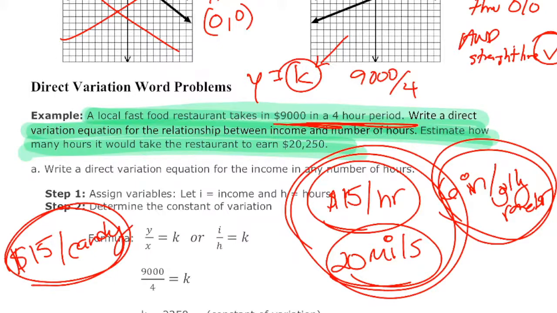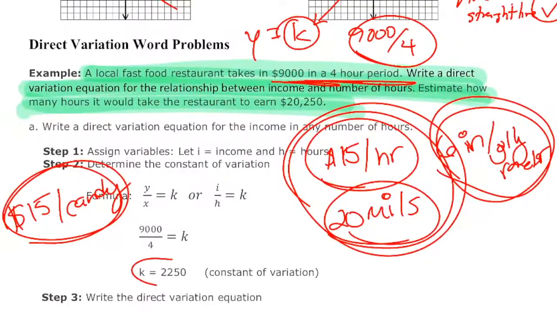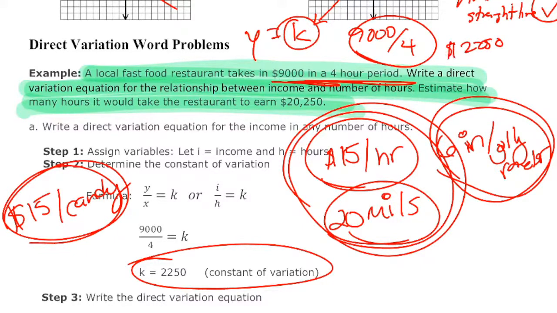So let's do that. Let's take 9,000 and divide it by 4, and we should end up with 2250. This 2250 is exactly how many dollars they're making for each 1 hour. And you know that because if you take 4 hours, you end up right back at 9,000. So they're making 2,250 every hour.